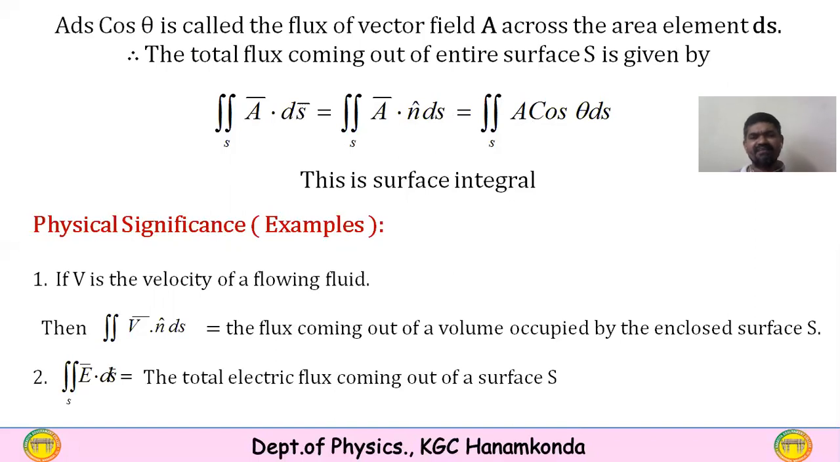So what are the physical significances of this surface integral? Let us see. If V bar is the velocity of any flowing fluid, then the surface integral of V bar dot n cap ds is the amount of flux coming out of the volume occupied by the enclosed surface S. Second, the surface integral of E bar dot ds bar is equal to the total electric flux coming out of a surface S. This concept is already used by you in your intermediate second year in the derivation of Gauss law. The amount of electric flux can be calculated by the surface integral of E bar dot ds bar.